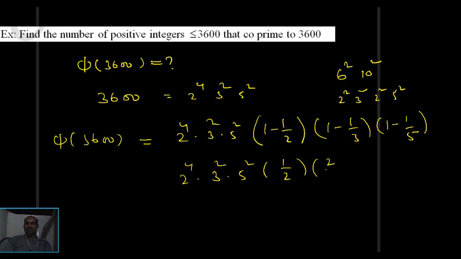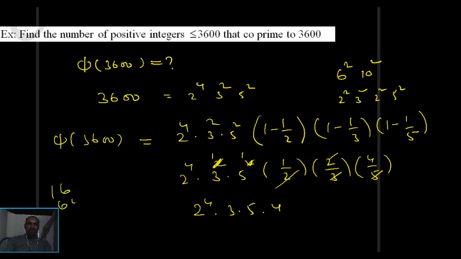So 2 power 4 into 3 square into 5 square into 1 by 2, this one is 2 by 3, and this one is 4 by 5. 2 gets cancelled. 3 ones are 3, one 3 gets cancelled, one 3 left. 5 ones are 5, one 5 gets cancelled, one 5 left. So 2 power 4 into 3 into 5 into 4. 2 power 4 means 16. 5 fours are 20, 20, 60. Multiply: 6 sixes are 36, 6 ones are 6, 960. Therefore, this value equals 960.